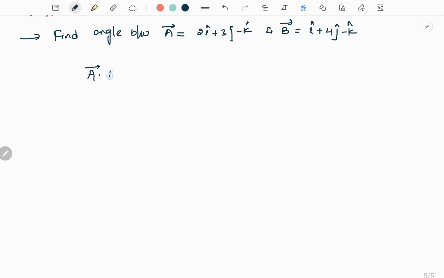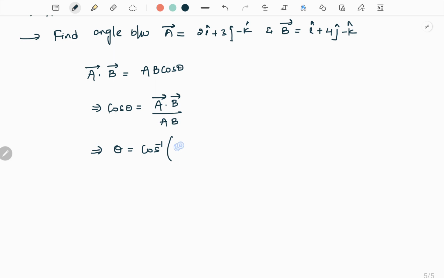As we earlier discussed, we can write a bar dot b bar is equal to AB cos theta, or I can write cos theta is equal to a bar dot b bar divided by A into B. Here the A and B in the denominator are the magnitudes of those two vectors. Or we can write theta is equal to cos inverse of a bar dot b bar divided by A into B.